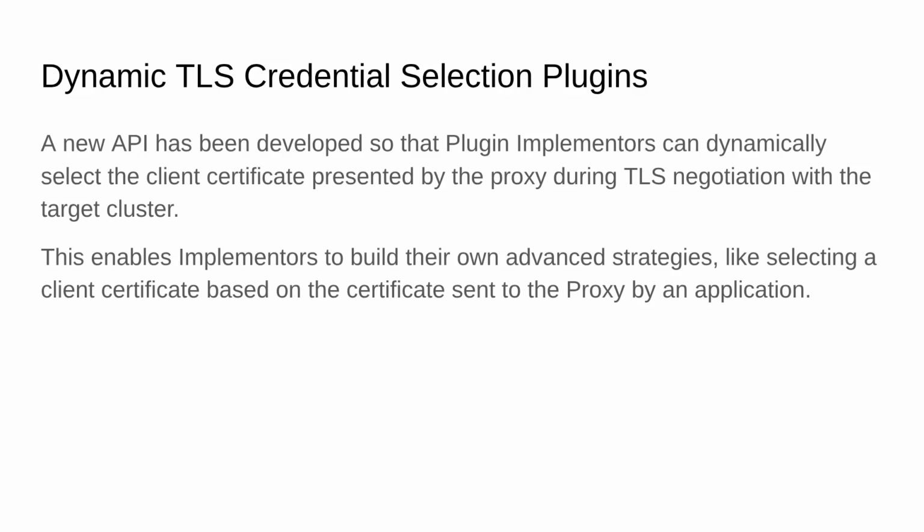Back into the heart of the proxy, we've had a new API added for dynamic TLS credential selection plugins. This means that implementers can add their own plugin to dynamically select the client certificate presented by the proxy during TLS negotiations with the upstream target cluster. This enables implementers to build their own advanced strategies like certificate rotation or selecting the upstream client certificate based on the downstream client certificate.